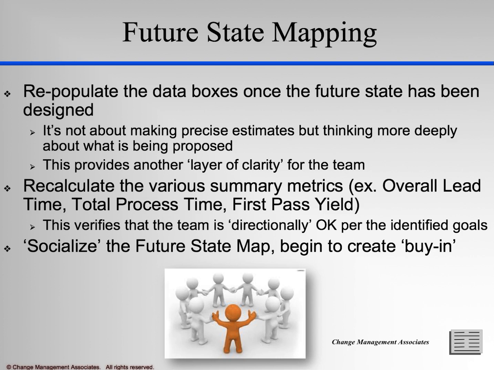another level of clarity that I discussed earlier. Of course, the team should also recalculate the various summary metrics for the envisioned future state. This will be another check of what is being recommended is indeed in the right direction to meet the established goals for the value stream redesign. At this point, it is strongly recommended to socialize the future state map. The team should share it with others, not just with management, but other team members who will be affected by the changes envisioned. This helps greatly in terms of gaining buy-in from the organization, beyond the value stream mapping team, who has been deeply involved so far.